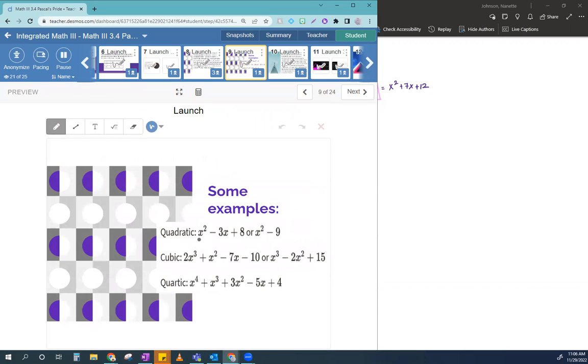Here are some examples. Notice they're in height order. Some of them are actually missing terms, and that's okay. They're missing terms, that's okay, even this one is in height order.